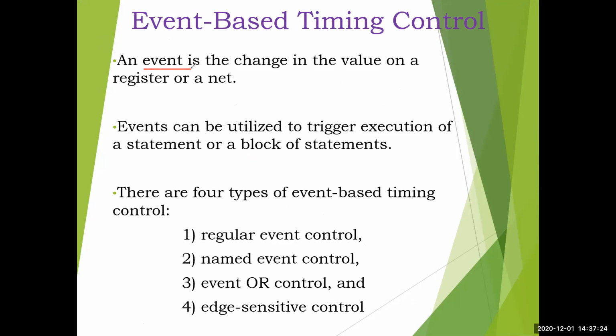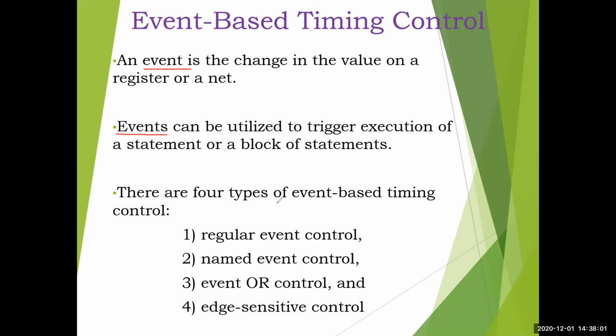An event is the change in the value on a register or a net. So when you have given two inputs a b as 0 0, if an event happens on b, that is, it changes from 0 to 1, that is an event. It is a change in the value on a register or a net, that we call the event. Events can be utilized to trigger execution of a statement or a block of statements, like a condition. So if this bit is 0, do like this. That is, the event triggers the execution of a statement.